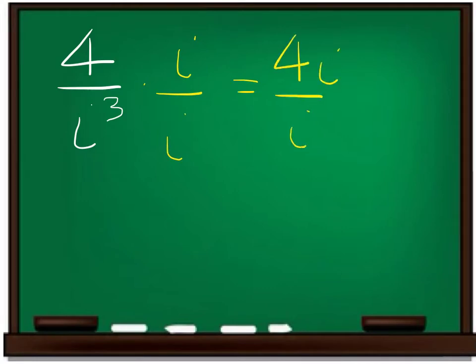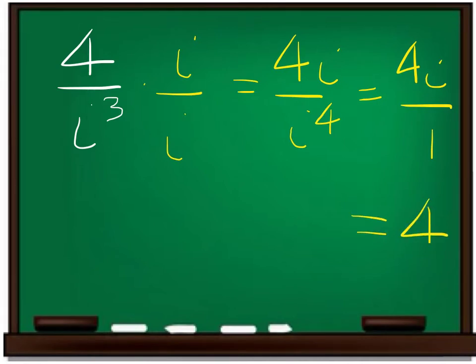Now if it turns out to be something like this, 4 over I to the third, what would I multiply the top and the bottom by? I. And then you'd get 4I over I to the fourth, which is 4I over 1. Answer is just 4. Look at that. Alright.